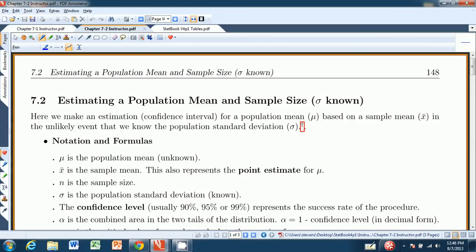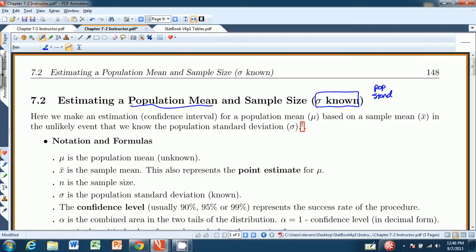Hello and welcome to Chapter 7.2 from Stevens' Introduction to Statistics, the Think and Do book. In this chapter we're going to be estimating a population mean from a sample mean by creating a confidence interval. And in this particular chapter we're going to make the sort of unusual assumption that sigma is known. And sigma is the population standard deviation.